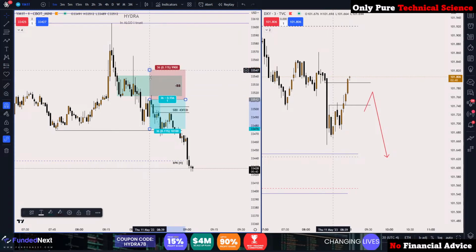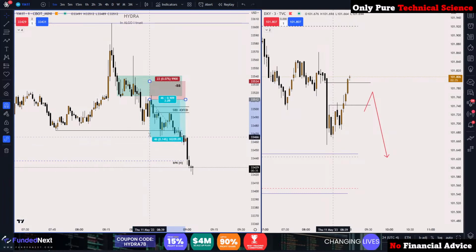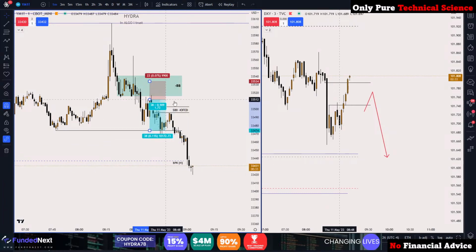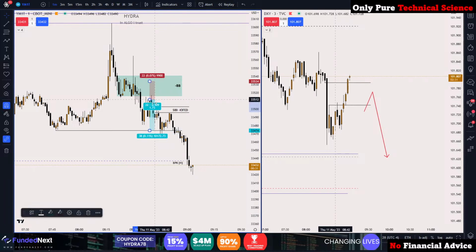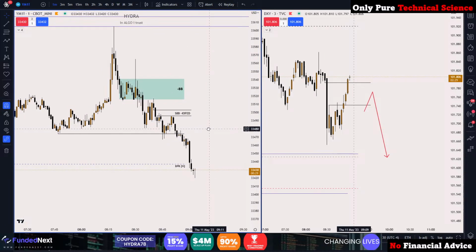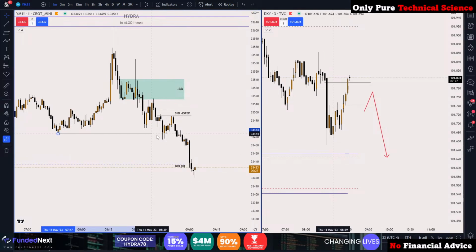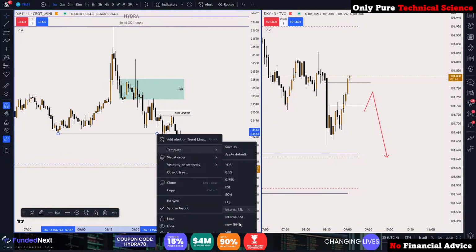So according to my execution, my trade was somewhere here, and to our target, we got partial here. Okay, so I'm just going to take a screenshot of this trade. That was our internal sell side liquidity.